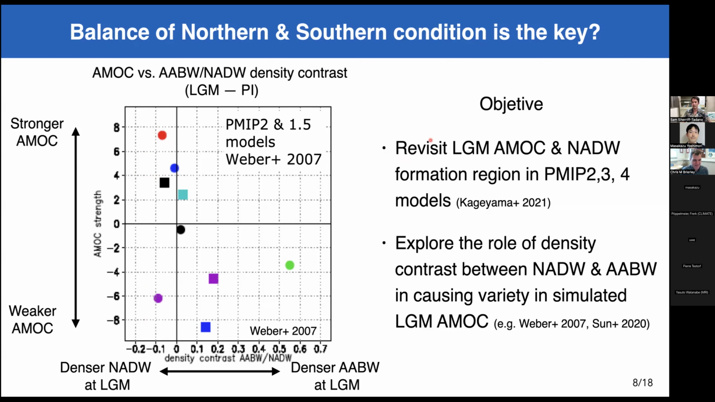The objective of this work is to revisit the previous work by including more model outputs from PMIP3 and from the latest PMIP4 models. And in addition to this, we also conducted analysis on the NADW formation region, also surface wind fields, and the Southern Ocean temperature to see how the variations in those patterns might induce the diversity in the simulated LGM AMOC.